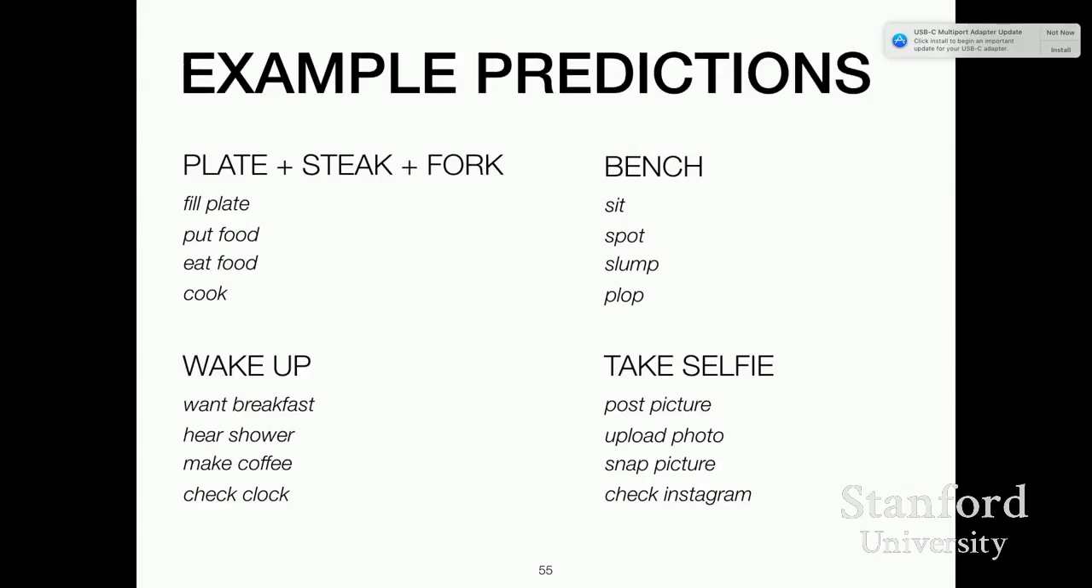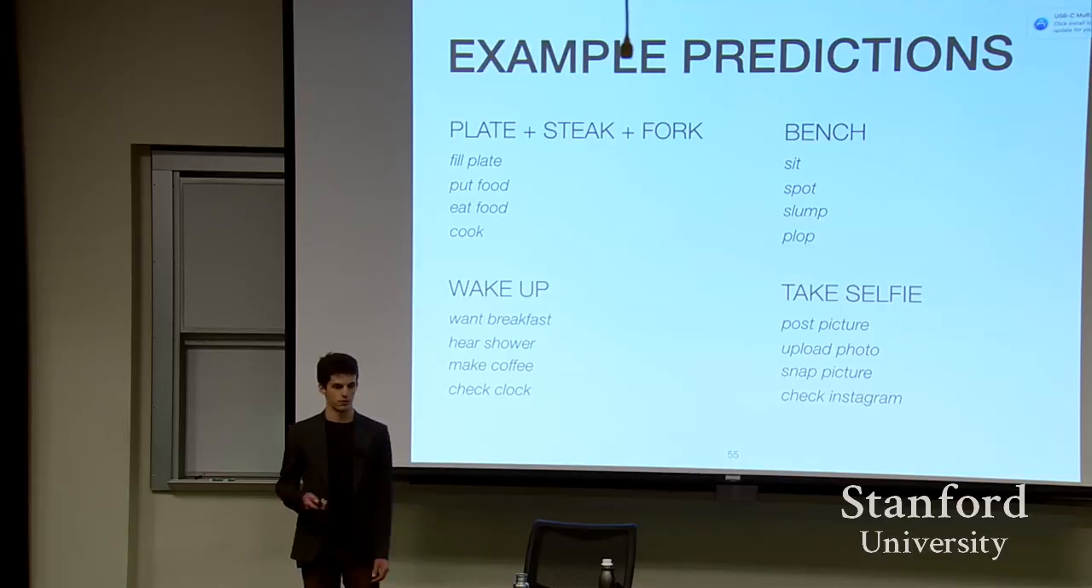So this gives us results like this. If we're around a plate, a steak, and a fork, we can make predictions like maybe we're filling the plate or we're eating food. If we're around a bench, maybe we're making predictions like sitting. If we give an activity like waking up, maybe we want breakfast or we want to check the clock. If we're taking a selfie, maybe we want to take or upload a photo. So that's the kind of prediction that we can enable through this system.